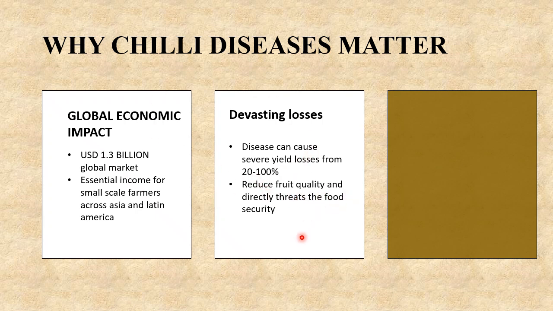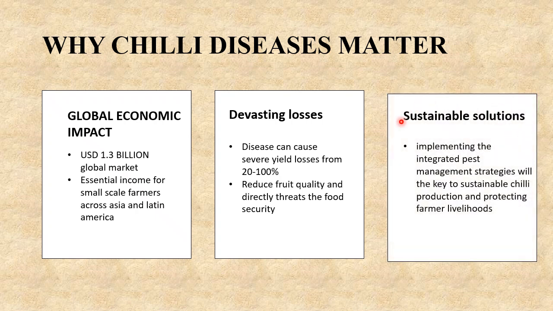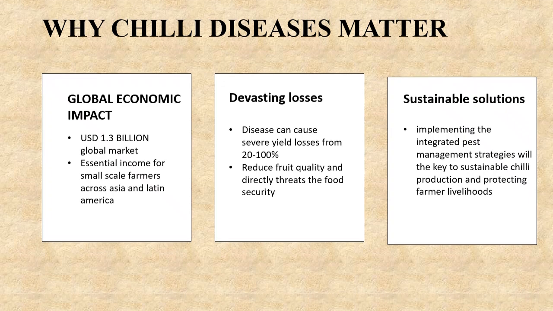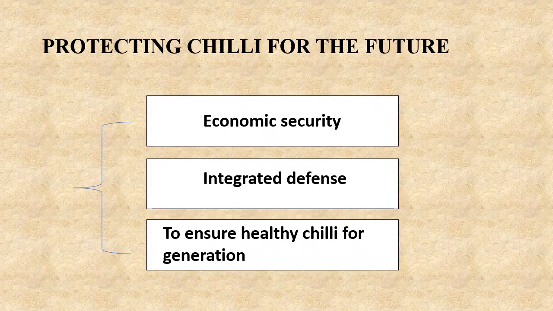Fruit quality will also be reduced if we don't manage chili diseases, and ultimately it threatens our food security. Coming to the third point, sustainable solutions. As we discussed, an integrated pest management strategy should be there, and it is important for farmers' growth and sustainable growth. How chili diseases matter, and protecting chili for the future, is very important.